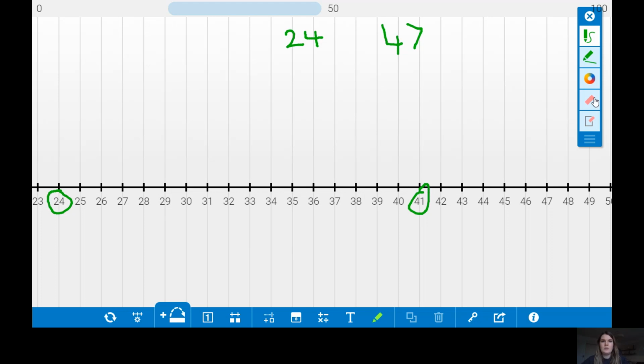That's not 47. How do you know that's not 47? Because you read it and it says 41. Ah, what 2 numbers are in 47? A 4 and a 7. Okay, I'm going to look for that.